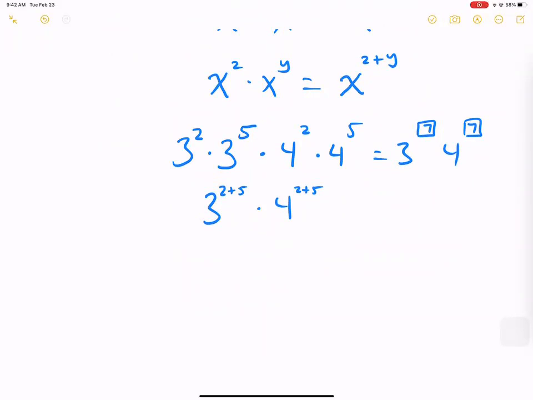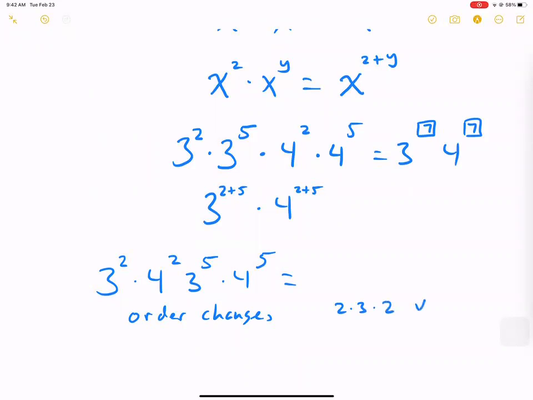Now, as this gets crazier, if I say 3 squared times 4 squared and 3 to the 5th times 4 to the 5th, just because the order changed, does it mean the answer is any different? Let me ask you this question. If I say 2 times 3 times 2 versus 3 times 2 times 2, does it make any difference about the order when I'm multiplying stuff together? Does the order matter with multiplication? And the answer is no, right? So if the order doesn't matter, you can always remix it to make it easier on your brain. Or instead just say, hey, how many 3's do we have? We have 7 3's. And how many 4's? We have 7 4's. So the order does not matter.